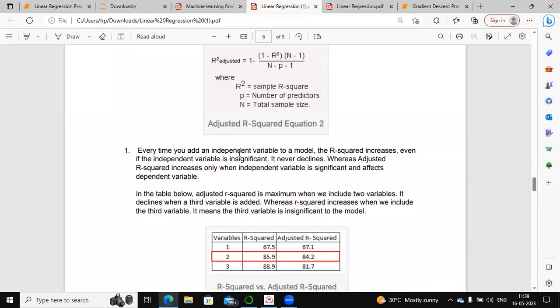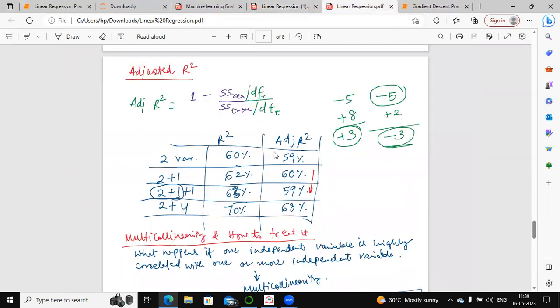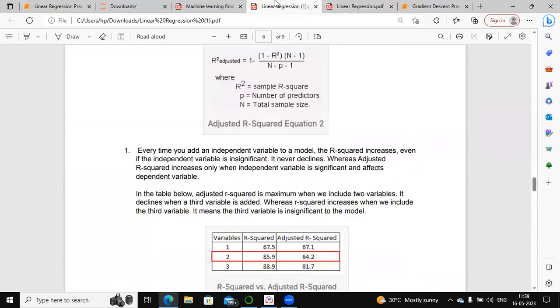So every time you add an independent variable to a model, the R squared increases even if the independent variable is insignificant. Always R square increases whenever you add an independent variable, even if it is not significant. It never declines. Whereas adjusted R square increases only when the independent variable is significant and affects the dependent variable. Okay. In the table below, adjusted R square is maximum when we include two variables. You could see adjusted R square is 84% when you have two variables. It declines when the third variable is added.